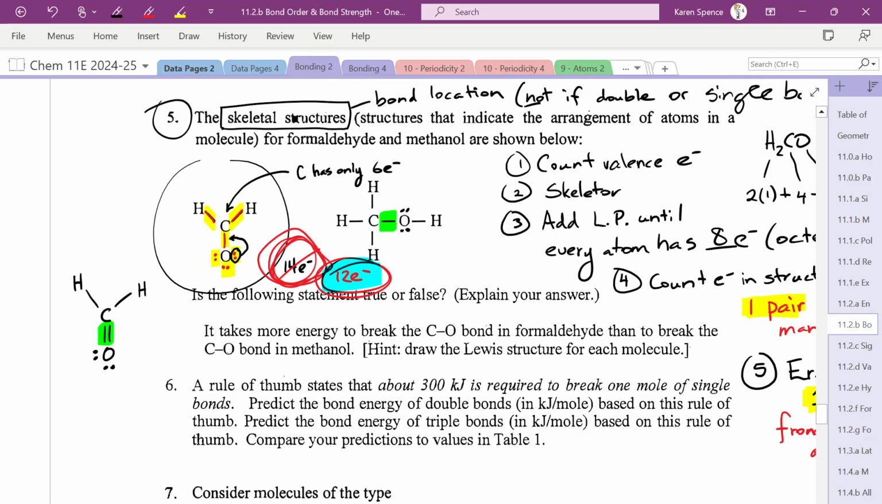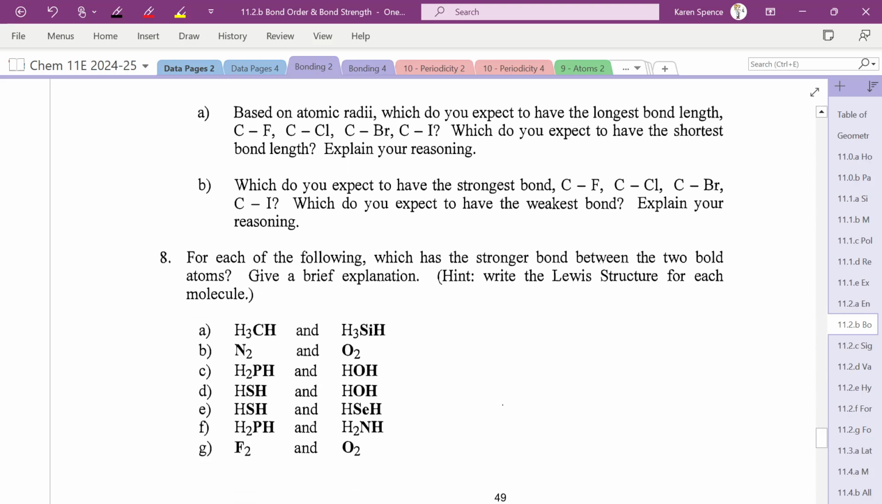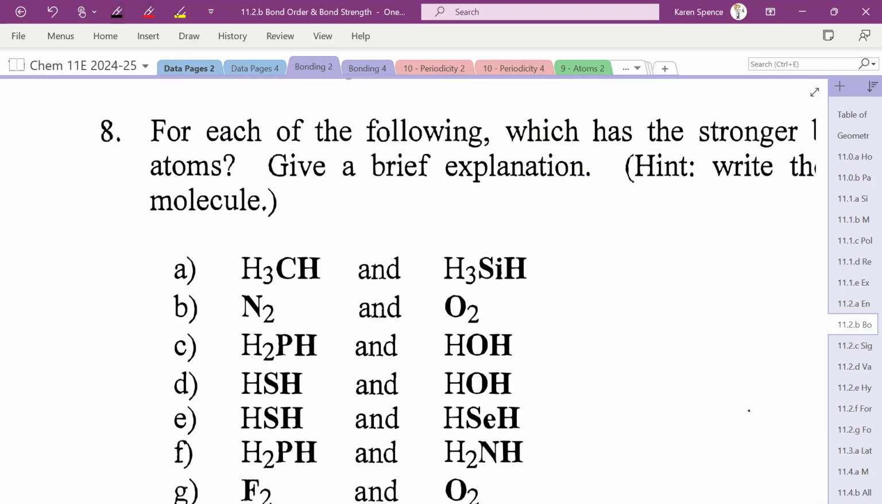Do you see how you have to have your Lewis structure to be able to say, do I have a single bond? Do I have a double bond? And similarly, when you get down to here and you're like, how do I tell which of these two has the stronger bonds? How could you tell? You would have to draw the Lewis structures. For all the ones with H, you can just check bond length because they're all single bonds. CH is going to be a single bond, SiH is going to be a single bond. If it's H, it's always a single bond, so you don't have to worry.